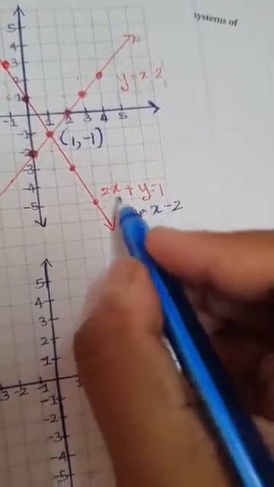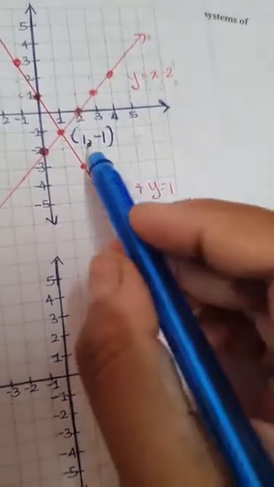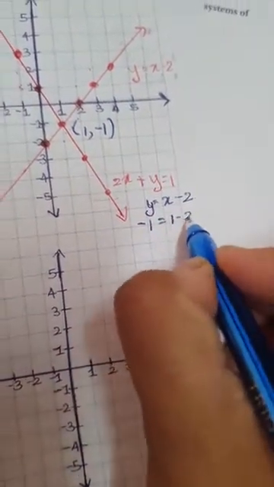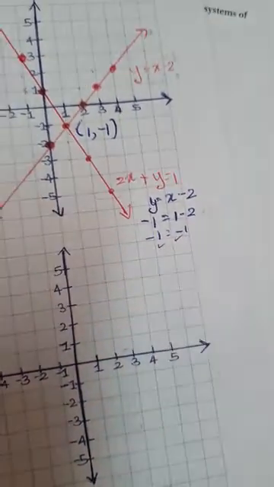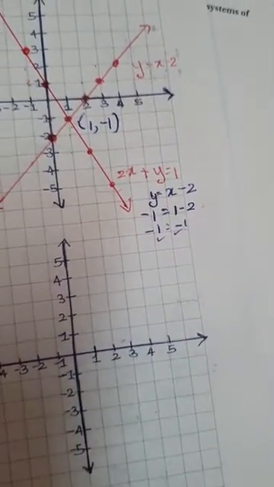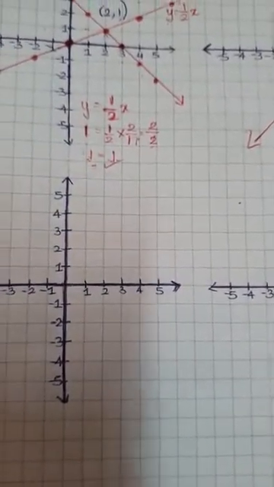I'm taking that. What's the y we got? We have minus 1, x is 1. So is 1 minus 2 equal to minus 1? Yes. So which means the solution for our system was correct. Now quickly let's do just one more question.